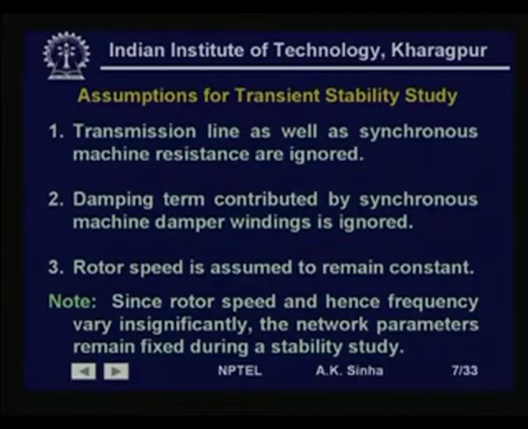We know that reactance is proportional to the frequency of the system: X is j omega L and Y, which is the capacitive admittance, is j omega C. So, the admittance part is j omega C and the reactance part is j omega L. All these are dependent on frequency because omega is 2 pi f. Since the speed is remaining constant, f is constant, so the parameters will also remain constant. If we assumed a variation in speed, then these parameters would also vary, though the variation because of the speed change is negligible. So, we say that the network parameters remain fixed during the stability study.